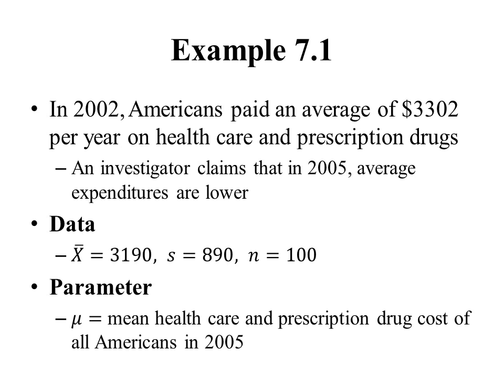Okay. So the first step is to define the parameter. What we're making a claim about is the average expenditures in 2005. So we're going to note that mu is the mean healthcare and prescription drug costs of all Americans in 2005. Now when we define the parameter, we always use this word all, and that's to stress the fact that we're making a claim about the population of all Americans in 2005, not just the 100 people in our sample. We're interested in more than just this sample of 100 people. We're interested in this population of all Americans.